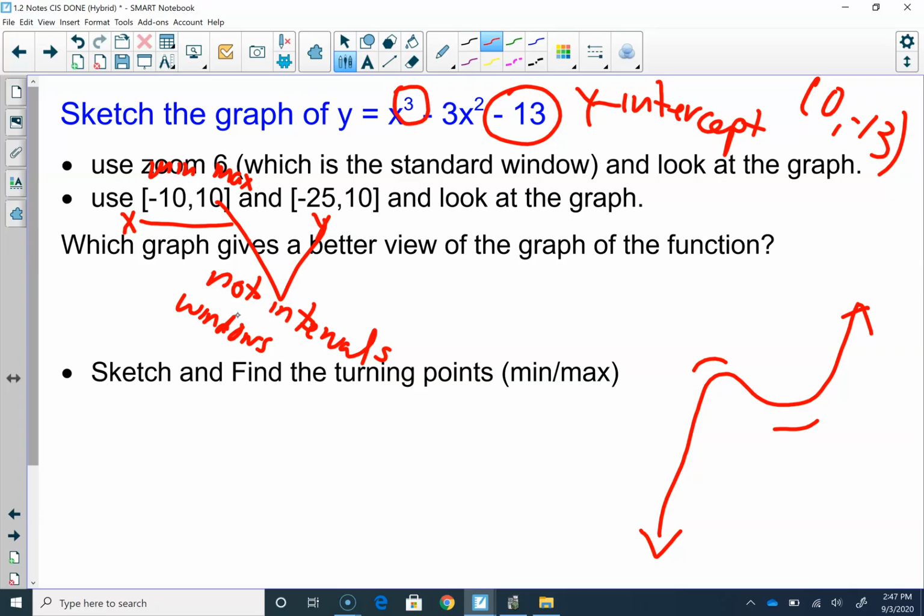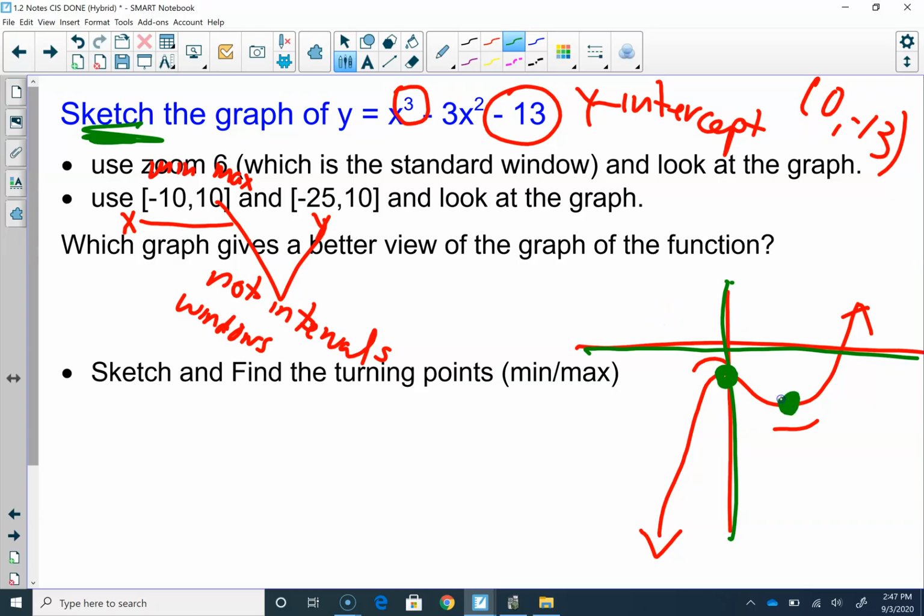Okay, so now I'm going to actually draw what was on there. If you go back to your calculator and actually draw this out, that's what the graph looks like. And that's a sketch, but we want it to be a little better. It's a sketch and find the turning point. So I want to know what this turning point right here is. That's the local max. In this turning point right here, which is the local min, I want to know what those ordered pairs are. And I'm going to use my calculator to find them.